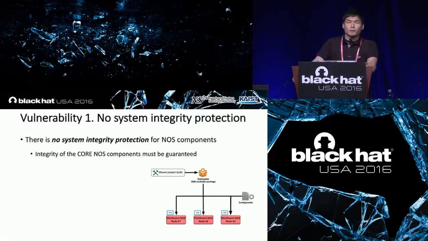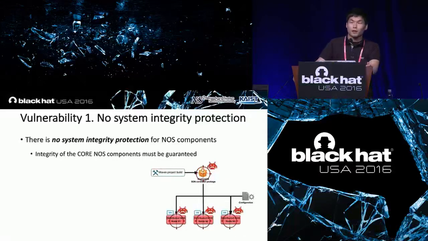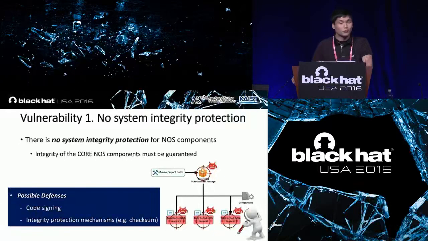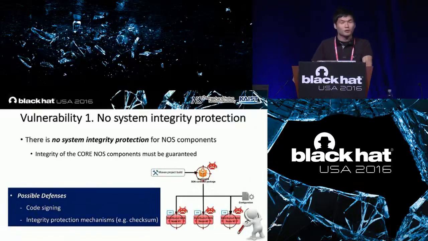The first problem we'd like to point out is that there is no system integrity protection for SDN controllers. As demonstrated, the malicious libraries can be injected in the build process, and the source code of the SDN controller could be manipulated before building. But currently, since there is no mechanism to detect a loss of system integrity, the network operator might directly deploy the compromised SDN controller to the network. Code signing or other integrity protection mechanisms such as checksums could be possible solutions to this problem.